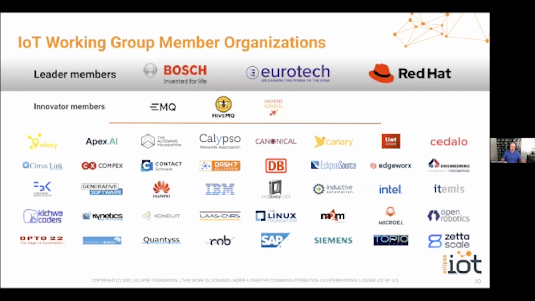And then we have innovator members that contribute to our budget and have a stronger investment than some of the other members in our platforms. And then you have the rest of the membership. As you can see, we have little startups like Aloxy. We have smaller organizations like CirrusLink and Inductive Automation. We have very large members like SAP, Deutsche Bahn, and IBM, and everything in between. And of course, research institutes and academic members as well.